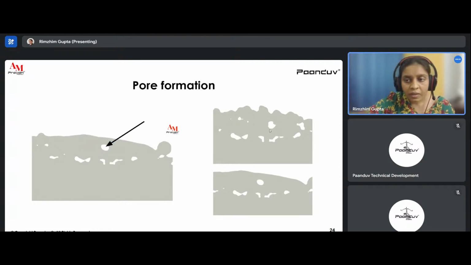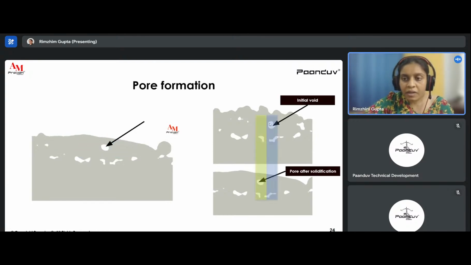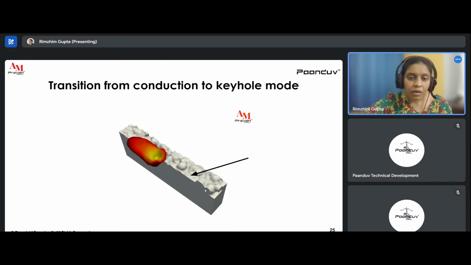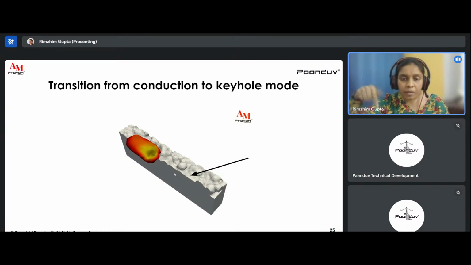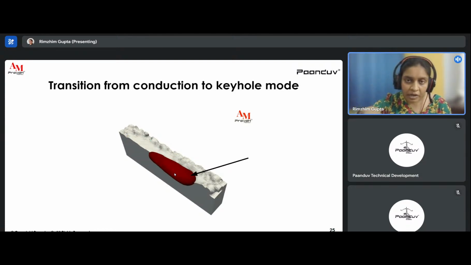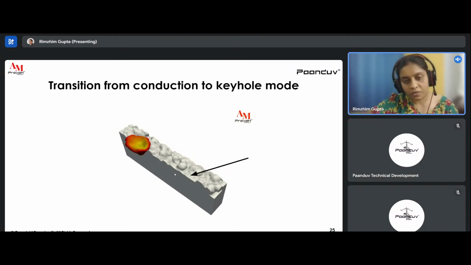This may be because there was already a void because of the particle distribution, and when the laser hit or melted these particles, this pore shifted a little bit to the left. So this may also give rise to the porosity defect. We also observed at some places that there is a deeper penetration of the laser in some parts, which can lead to the transition mode of melt pool dynamics.